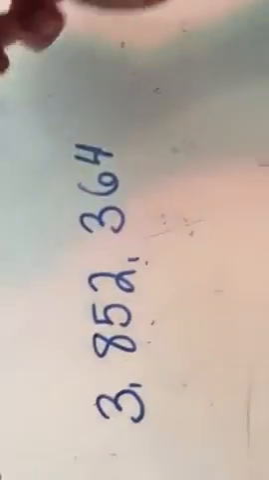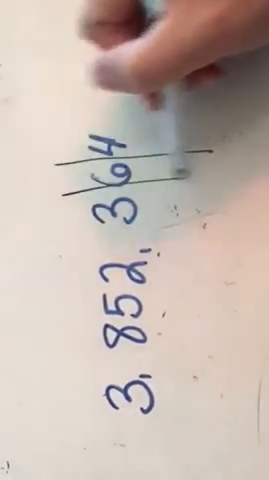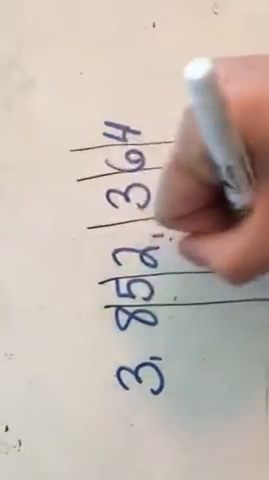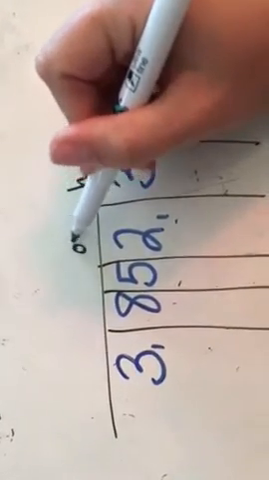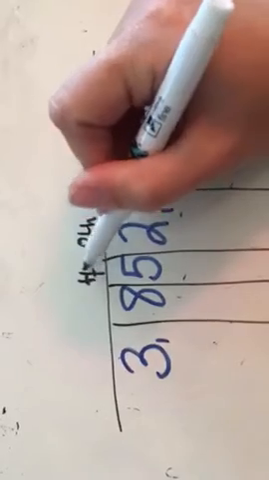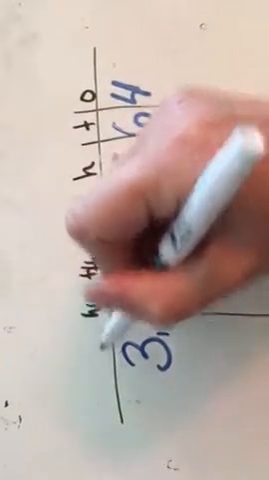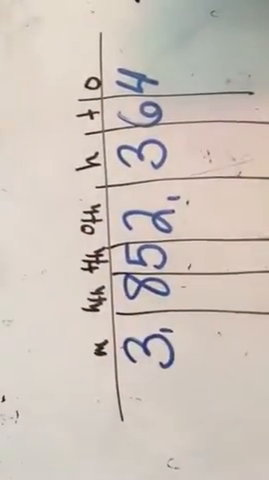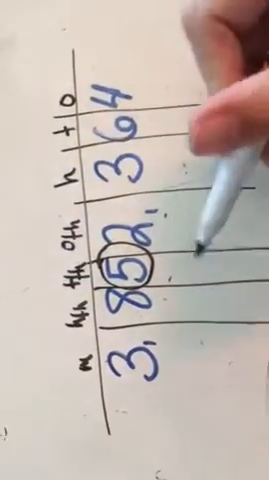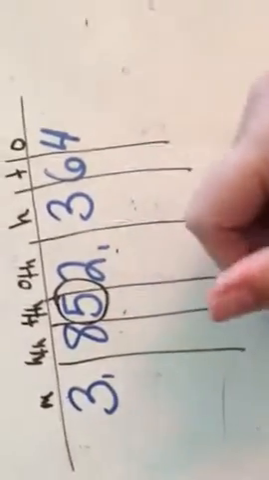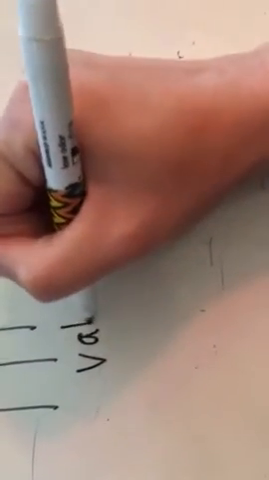3,852,364? And I'm going to label a little place value chart like this. I know this is the ones, tens, hundreds. This is the 1,000s, the 10,000s, 100,000s, and millions. Since they're asking me for that 10,000s place, I'm looking right here, and I see that 5 is in the 10,000s place. I know the value of the 5 in the 10,000s place is 50,000.